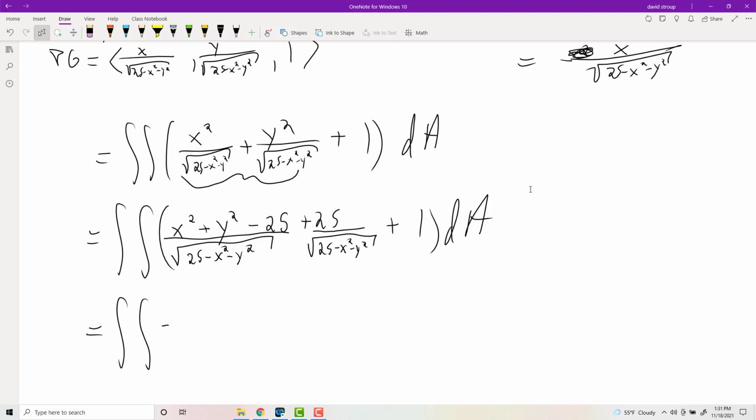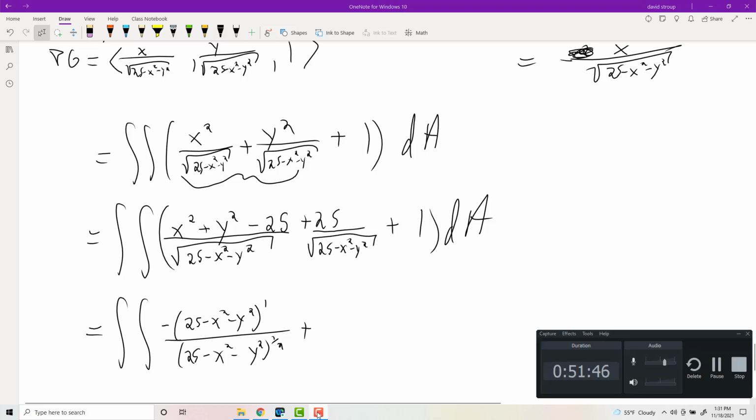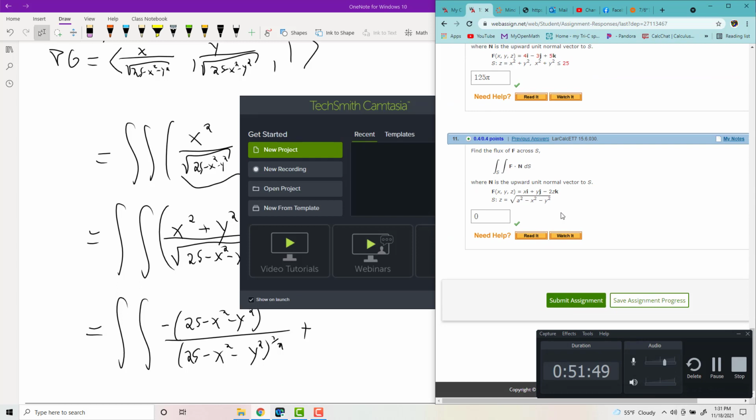Because you're going to be able to now factor out a negative. So you have x squared plus y squared minus 25, that is, negative 25 minus x squared minus y squared, all to the first power, all over 25 minus x squared minus y squared, all to the 1/2 power, and then you can reduce that entire fraction. You're still kind of left with this other material, but that's just the way things are. So.